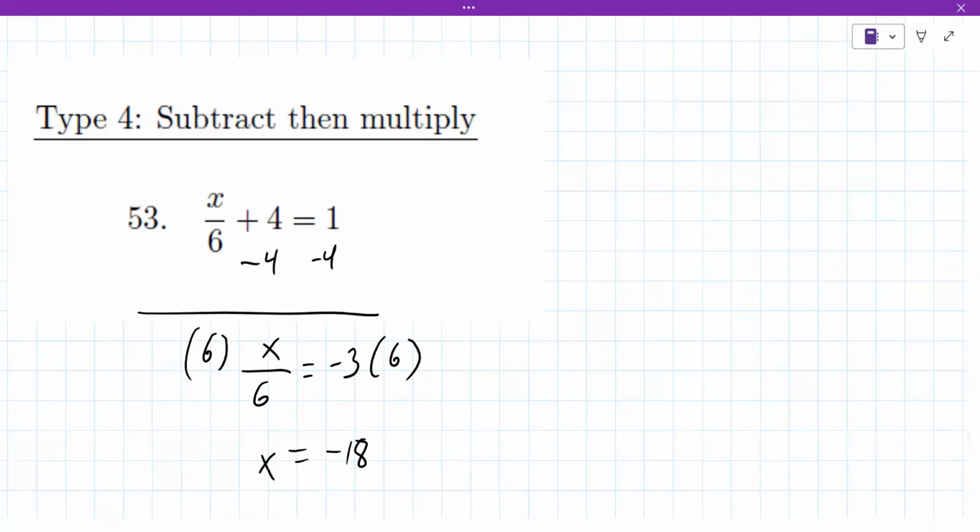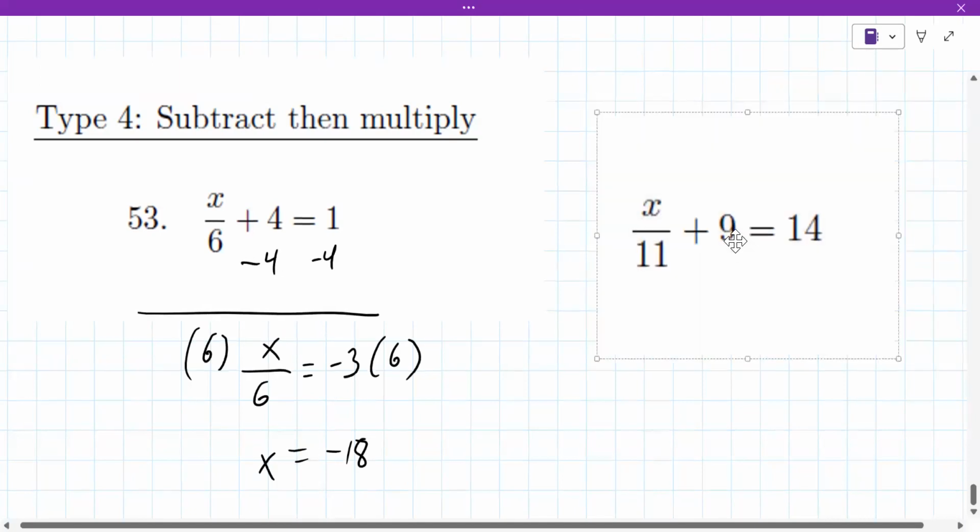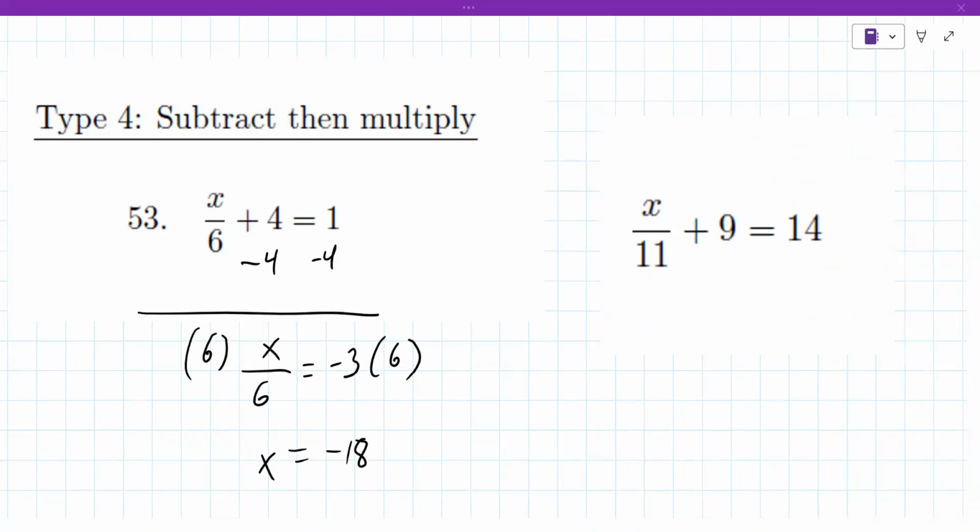Okay, so let's see here. I'll put 1 or 2 in front of you, and then we'll go for the mixed review. So same thing here, subtract and then multiply. 55. Yes, it is 55. Good.